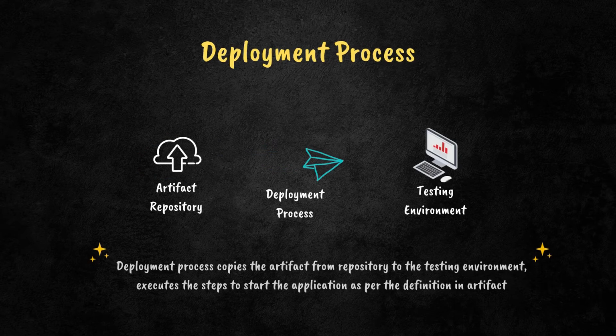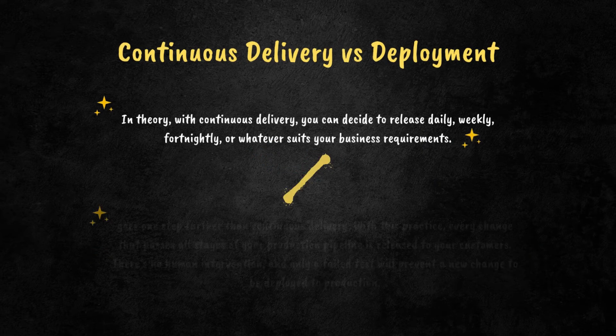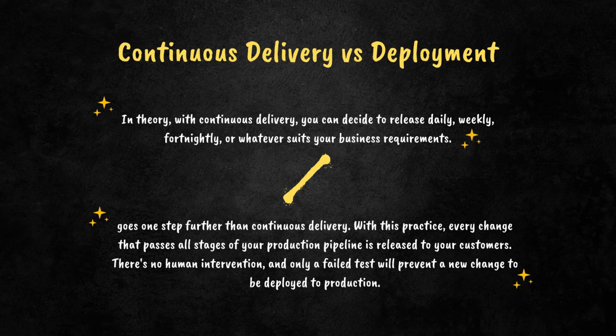Once the artifact is stored in the repository, the deployment process promotes the artifact to the testing environment. In practice, continuous deployment is chosen for the development environment as it is a fully automated process. There is no human intervention involved in it. Whereas continuous delivery is preferred when releasing a version of a product to a production environment, where a manual approval is required.